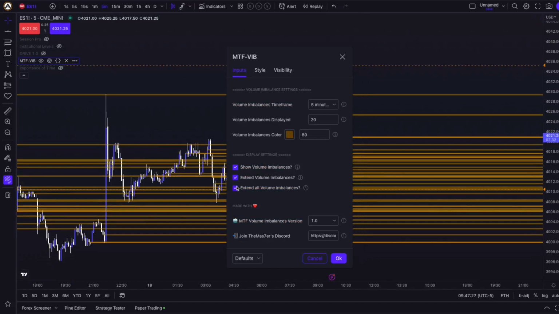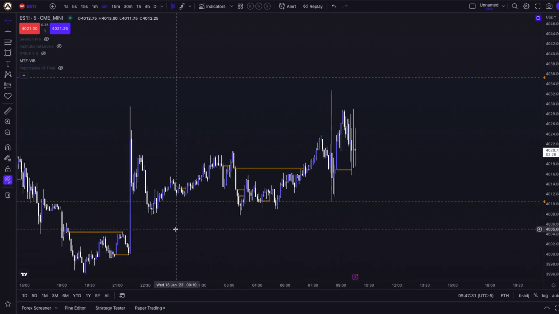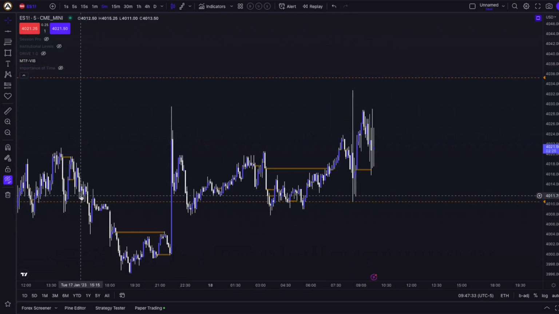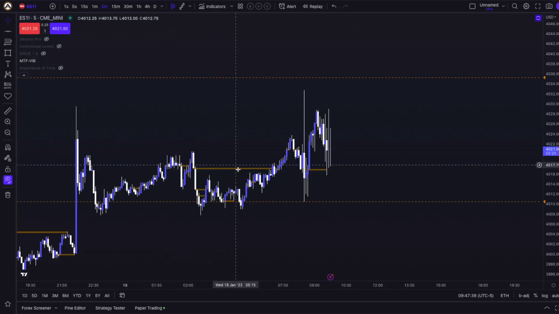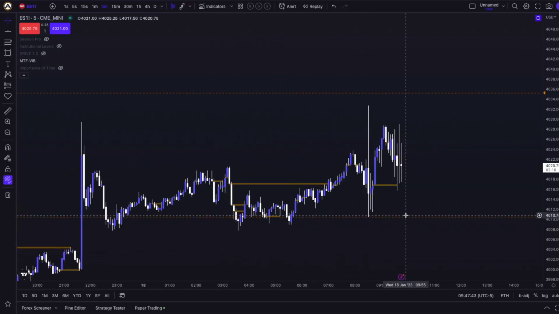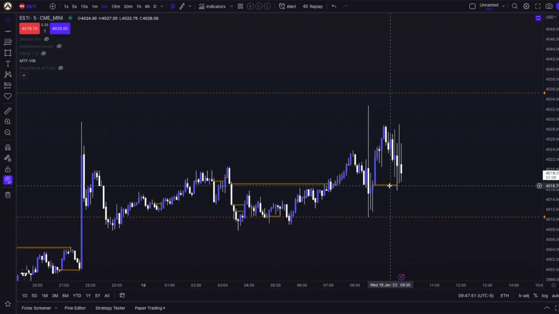You can, for example, deselect this third option down here, and now you're only going to see volume imbalances that haven't been filled. And the volume imbalances are considered filled as soon as one wick moves inside of the volume imbalance. I have to update the script to actually make it work according to the master's rules, but we will see. It's going to take a little bit of time.